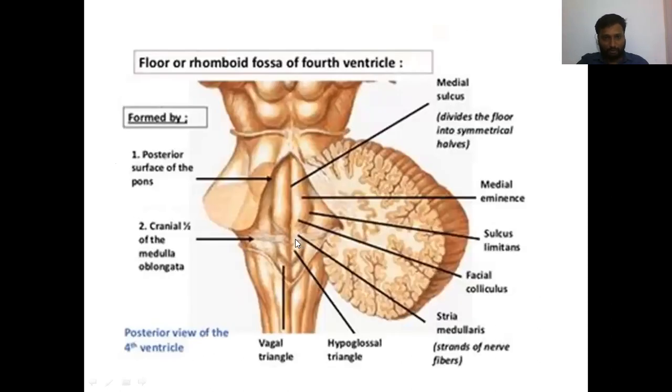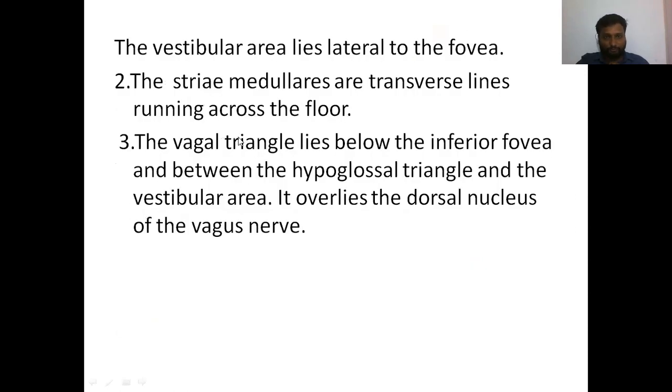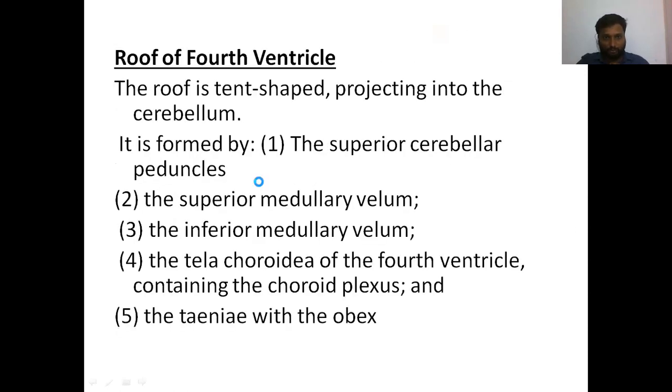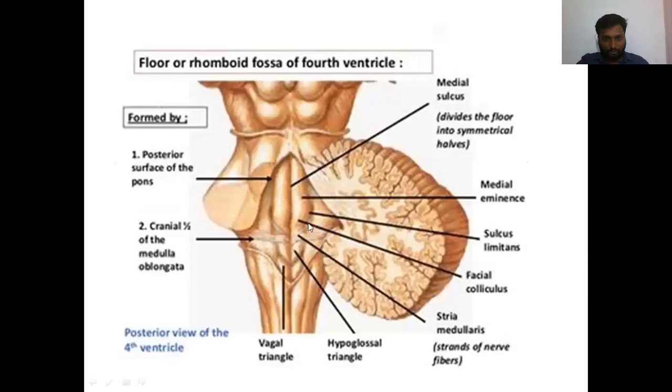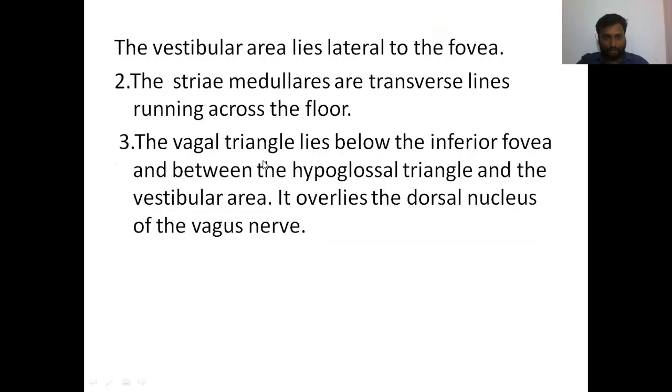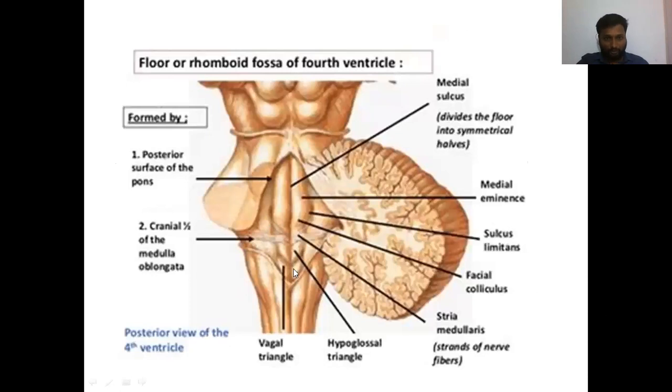This is the hypoglossal triangle. This is the facial colliculus. Then the vestibular area. Let me show you the vestibular area. See this one, this is the vestibular area. Then the vagal triangle. See, this is the vagal triangle.